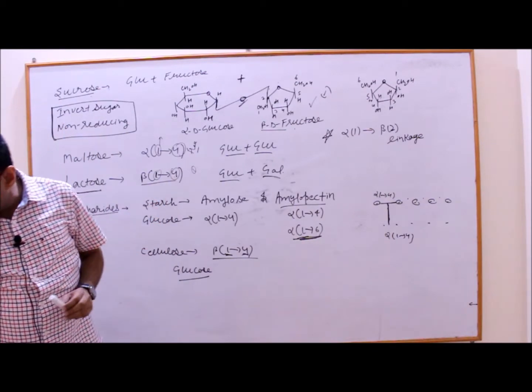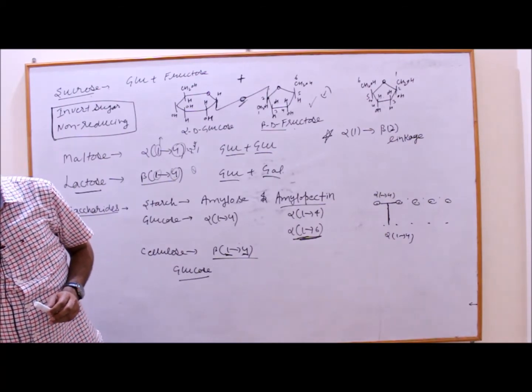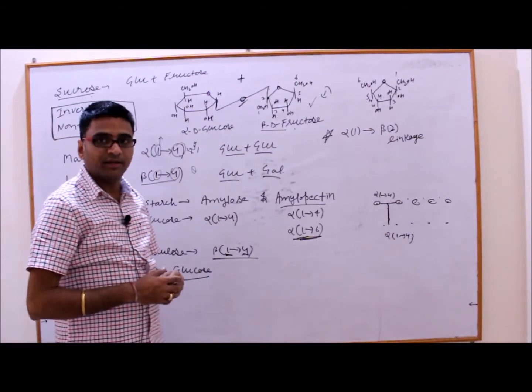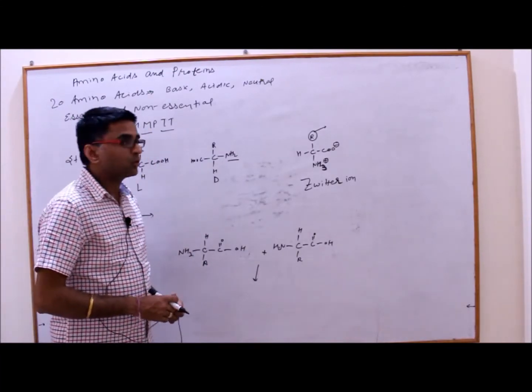With this, I think we have finished our carbohydrates part, and next we will see proteins and DNA. Okay. तो अभी हम करेंगे अमाइनो एसिड एंड प्रोटीन्स.